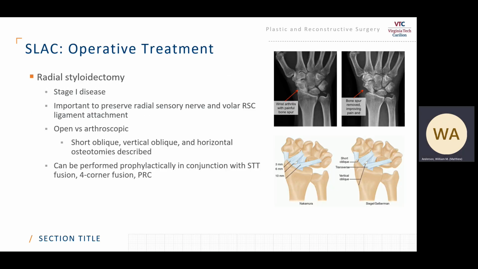So operative treatment of SLAC really depends on the Watson classification. Radial styloidectomy is indicated in stage 1 disease and can also be performed prophylactically in conjunction with other operative techniques. It is important in this procedure to preserve the radial sensory nerve and the volar RSC ligament attachments. Open and arthroscopic techniques have been described, and this typically involves either a short oblique, vertical oblique, or a horizontal osteotomy.